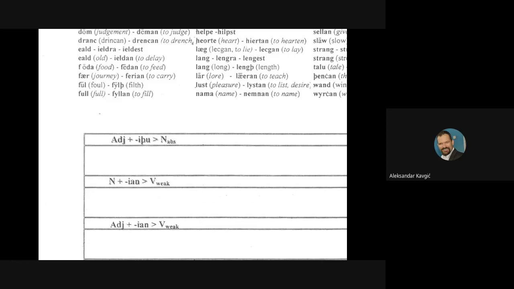And this is the first one. You have an adjective, you add the suffix -idu, you see it contains this front vowel e, and in the root of the adjective, you have the back vowel a, o, or u. A, o, and u want to harmonize with e, and you have a change.